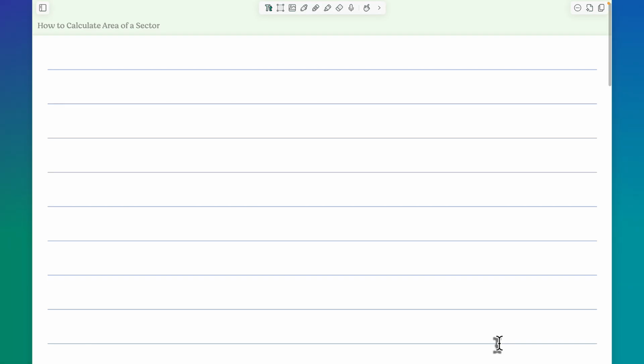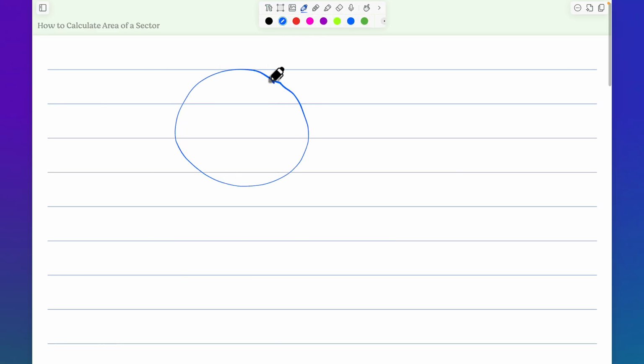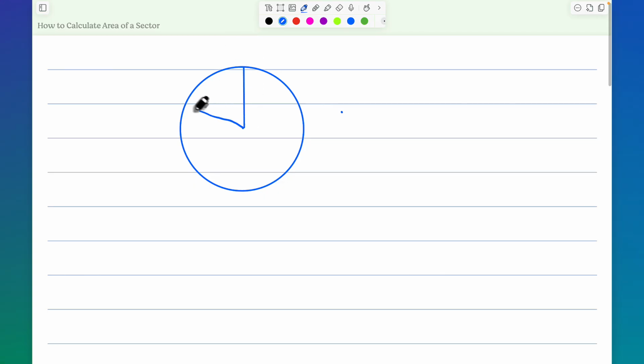In this video, we're going to talk about how to calculate the area of a sector. So let's start by reminding ourselves what a sector is. This is our circle. A circle always has a radius. Essentially, a sector is a slice of the circle. So you have this radius, that radius, and then we have our angle theta.